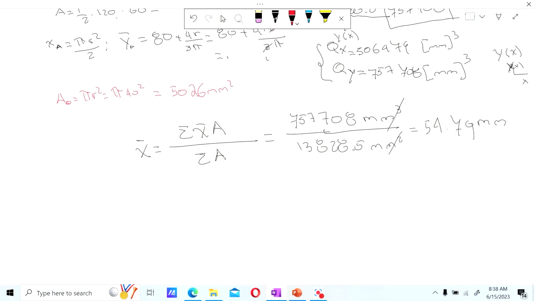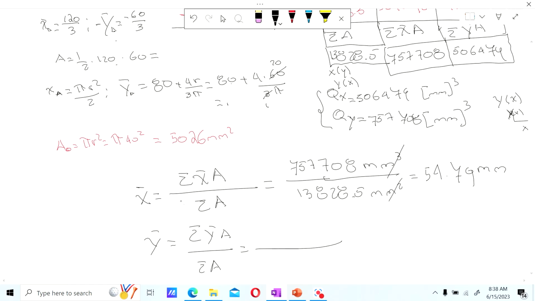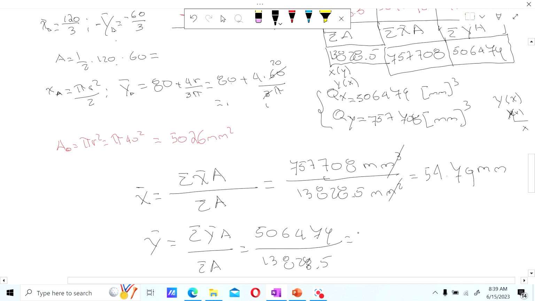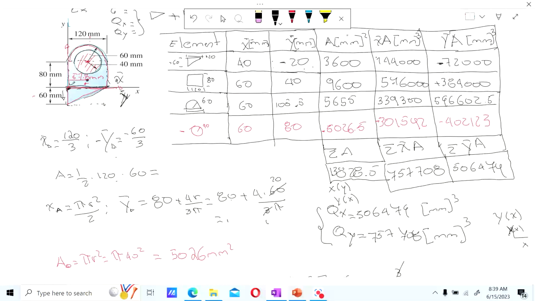So the next one is pretty easy as well. We have everything, we just need to go to the calculator. So the centroid in y is the summation of the centroids of all the elements divided by the summation of the areas. And this is equal to 506,479 divided by 13,828.5, which is 36.62 millimeters. All right, that means that this point right here is at a distance of 36.62 millimeters. That's pretty nice.